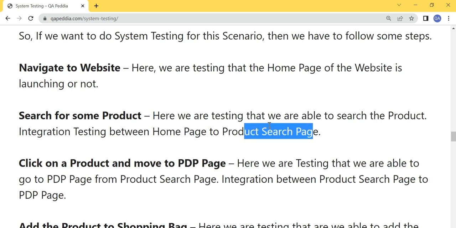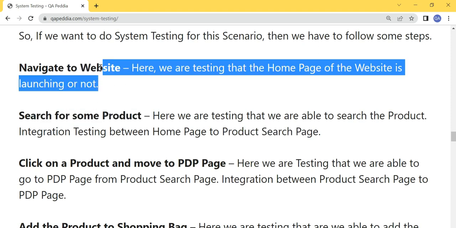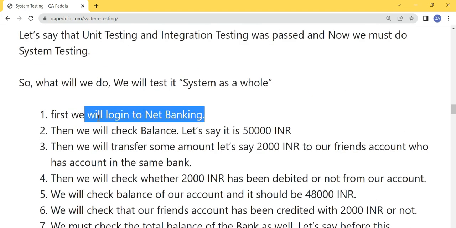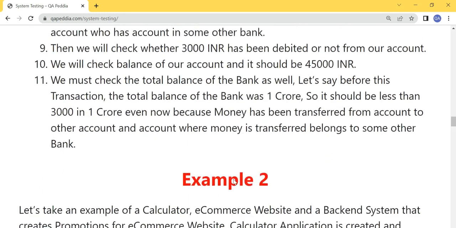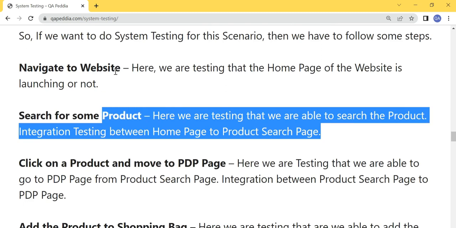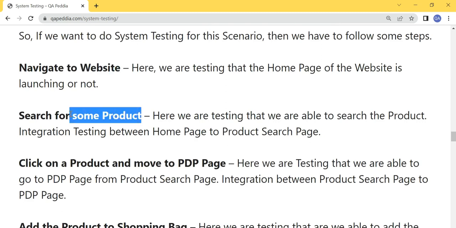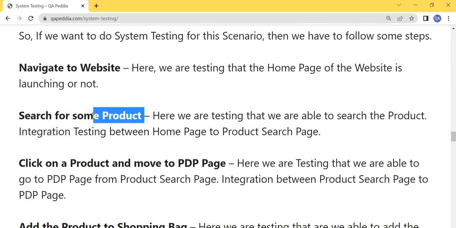Okay, so we are doing integration testing also, and we are testing modules one by one. Each and every step is a type of testing. So we have seen in the first example also that in each and every step we are testing something. So how many steps do we have in system testing? Each and every step will do some or the other testing. Like this step will test whether the website is launching or not. This step is going to test that products are coming or not, and then whether integration is working or not between home page and product search page.